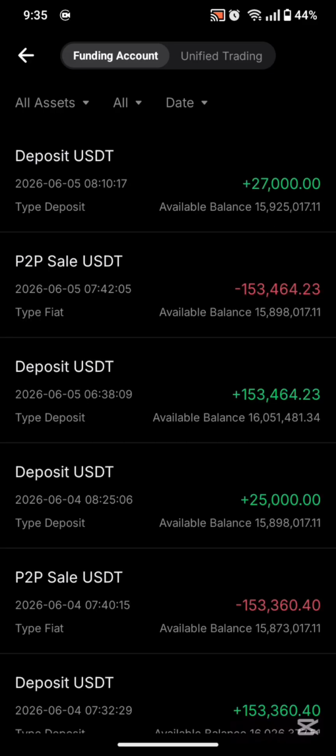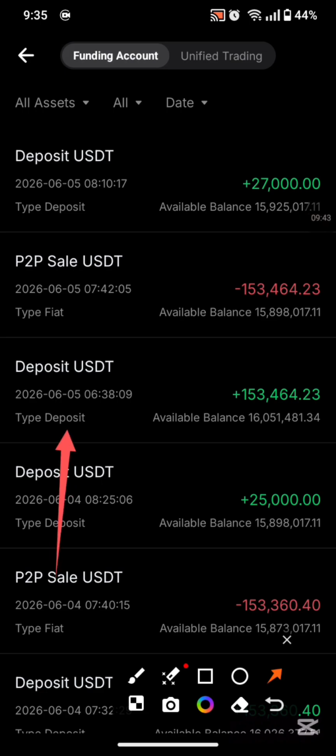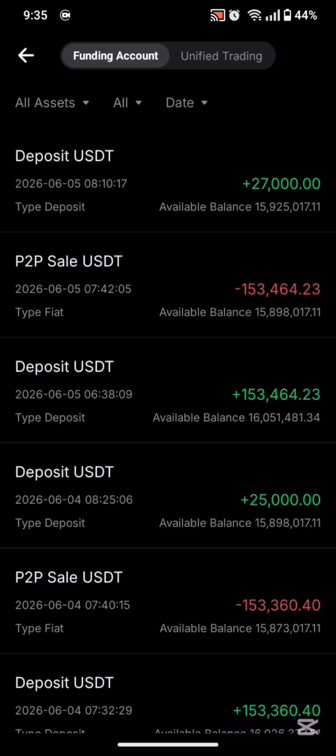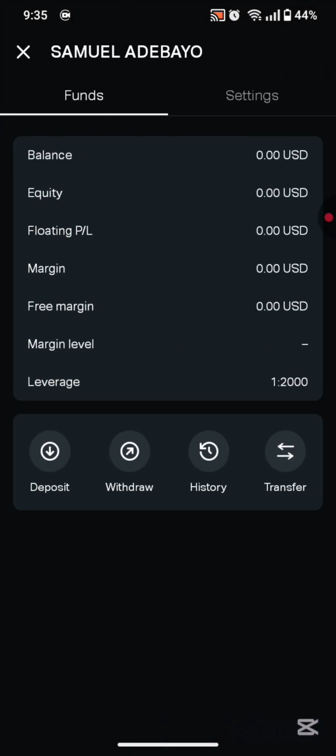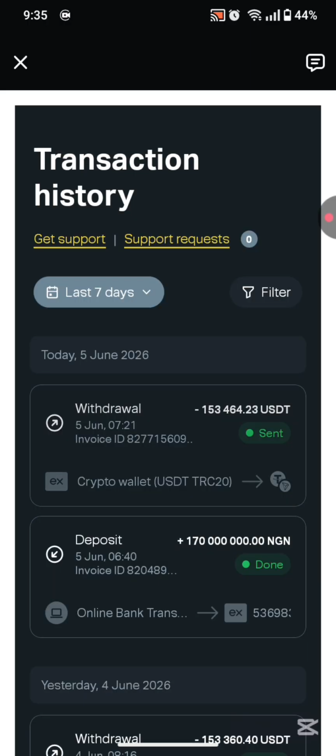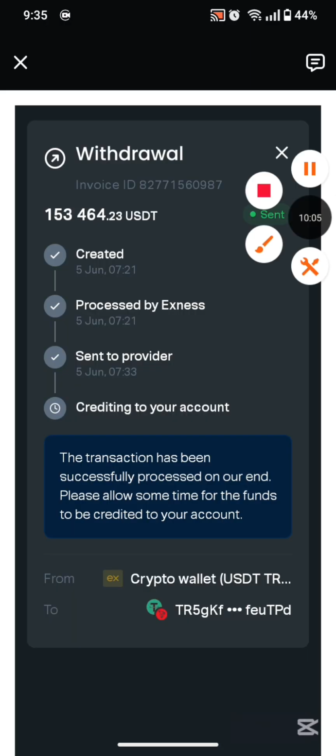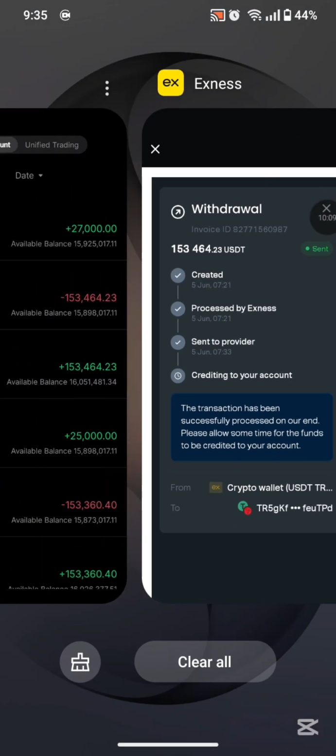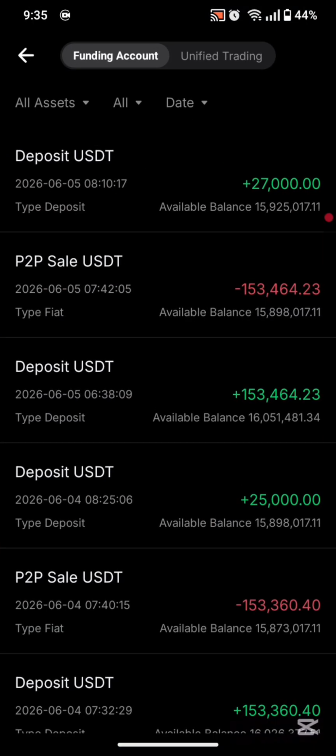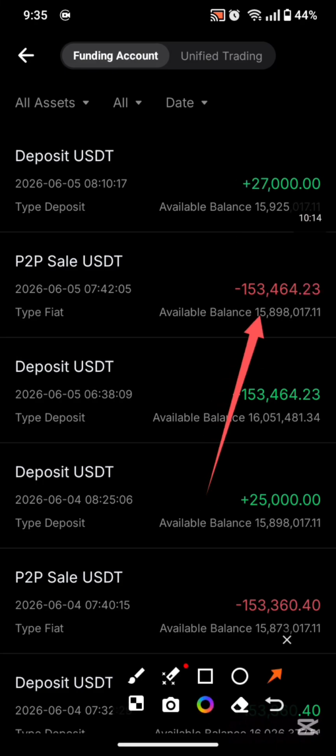So you can see we deposited this USDT. The withdrawal that I made from Exness came in at 7:38. Let me check the time I made the withdrawal. Remember, this time is usually an hour slower than my Exness time. So let me go to my history, to withdrawal. This withdrawal was sent at 7:33, so it took about 5 minutes to arrive on my Bybit account. Then I sold on P2P, as I showed you guys earlier.